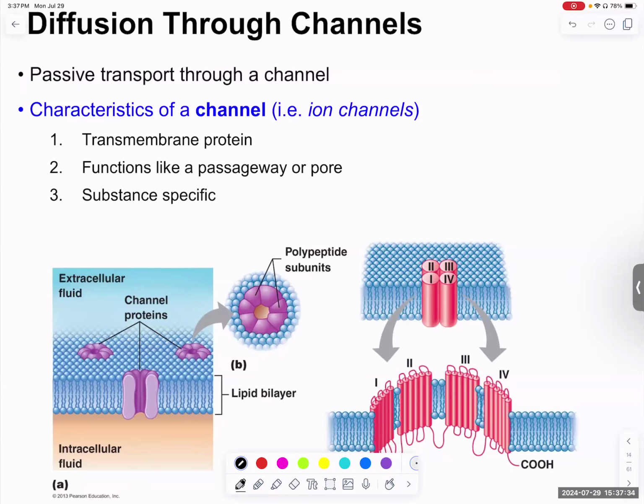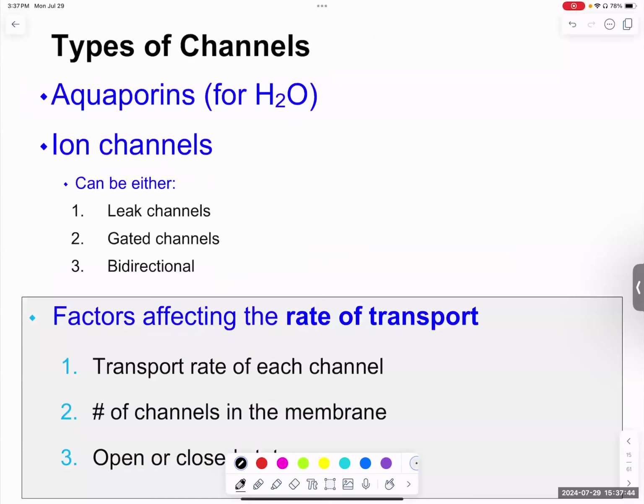Characteristics of these channels: they're transmembrane, they function like a pore. These are really ion channels. A lot of times they're gated and they're specific for specific ions. There are aquaporins, those are specific for water. But ion channels, there's really three forms.